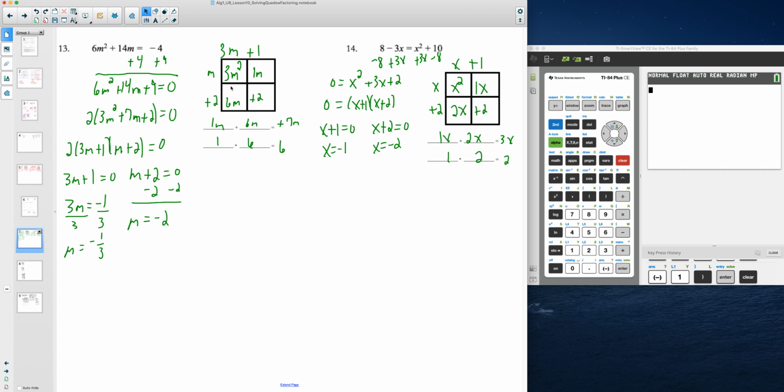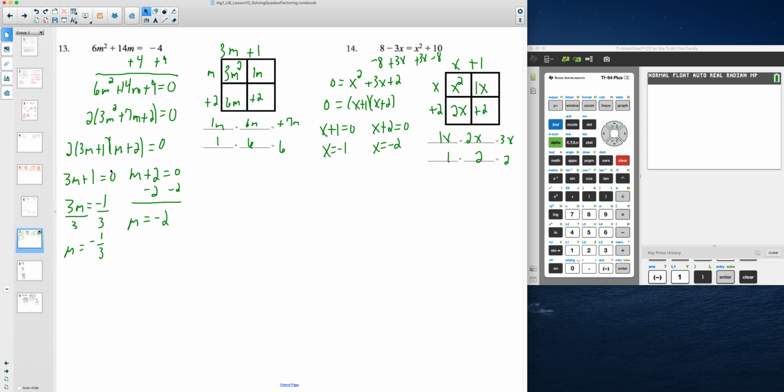Now, when I look here, my GCF in my first column is 3m. My GCF in the second column is plus 1. My GCF in the first row is m. My GCF in the second row is 2. So when I rewrite my factors, I have 2 out front: 3m plus 1 times m plus 2. Now, once again, 2 can never equal 0, so we don't have to worry about that. But 3m plus 1 could be 0, or m plus 2 could be 0.